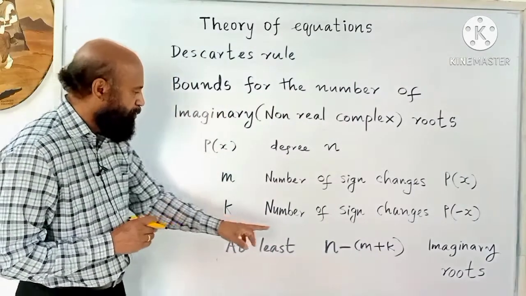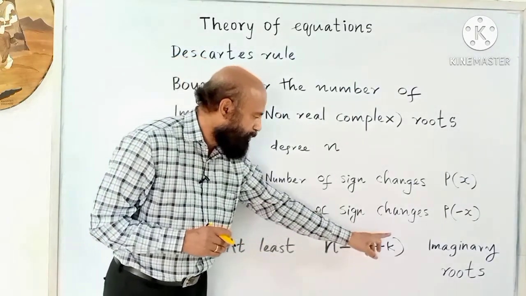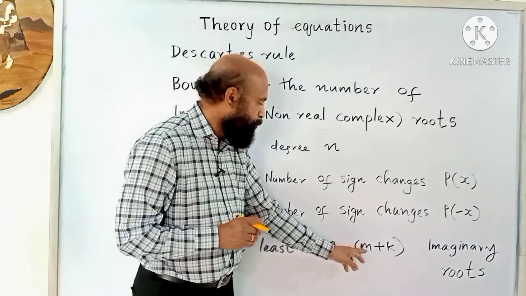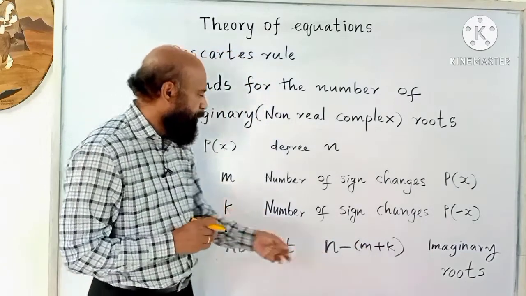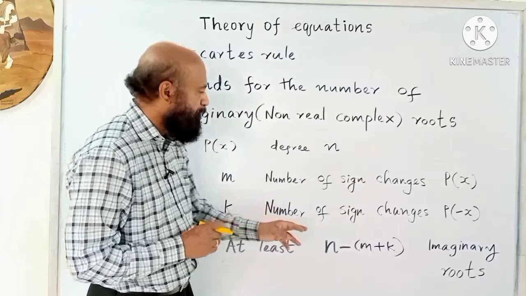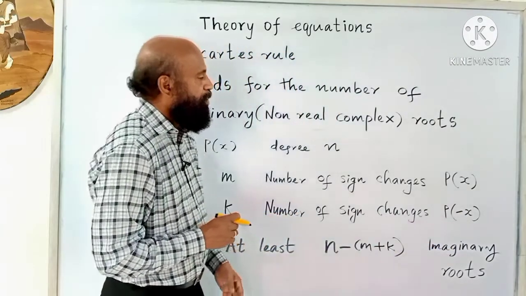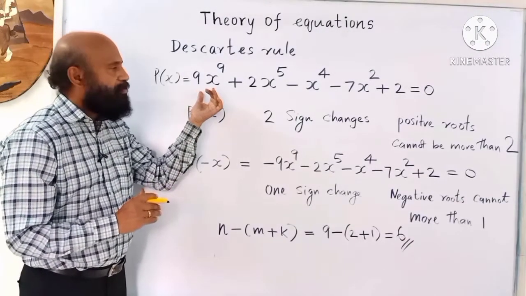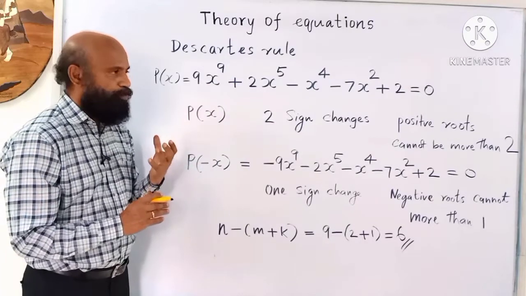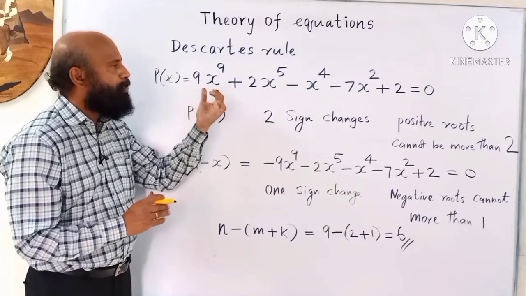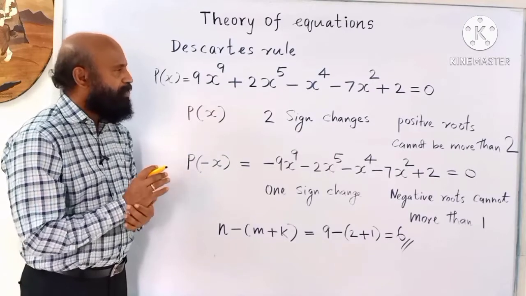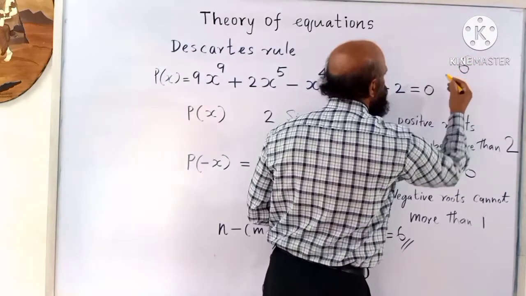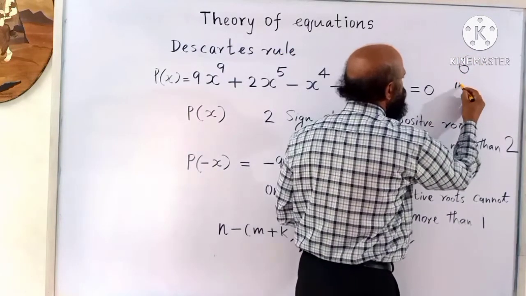There should be at least n minus m plus k imaginary roots, where n is the degree of the polynomial, m is the number of sign changes in P of x, and k is the number of sign changes in P of minus x. Let us make this idea clear with an example. In this example, we have to show that this polynomial equation has at least 6 imaginary roots.